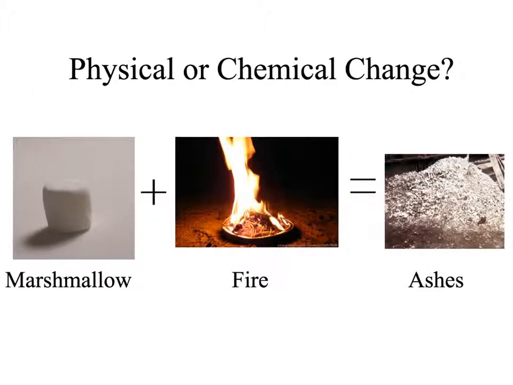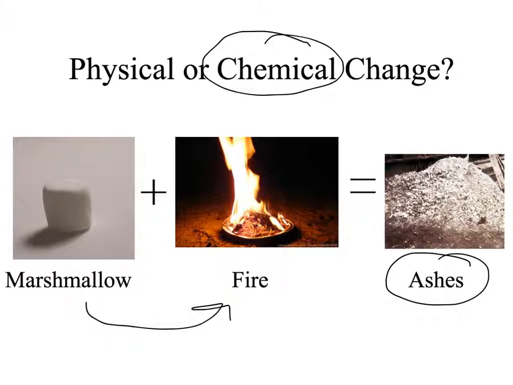What if we're doing s'mores and we're toasting our marshmallows over a fire? So the marshmallow, put it in the fire, and you leave it in too long, and you end up with a pile of ashes there on your stick. Is that a chemical or physical change? It's definitely going to be a chemical change. That's no longer a marshmallow. The marshmallow reacted with oxygen in the air, O2, and ended up forming this pile of carbon.